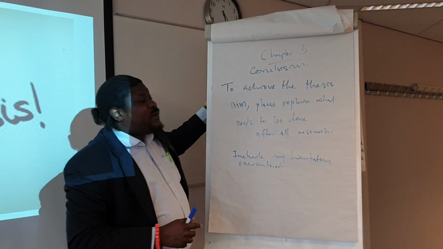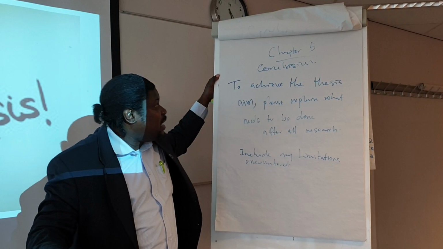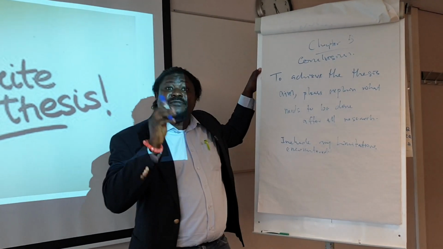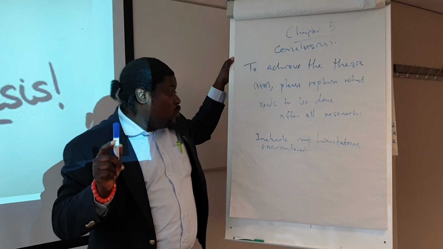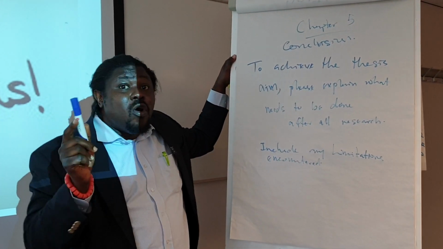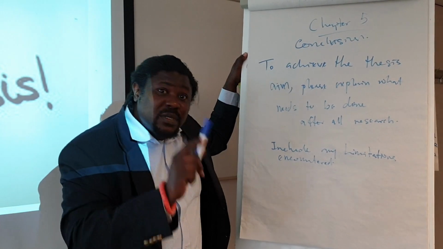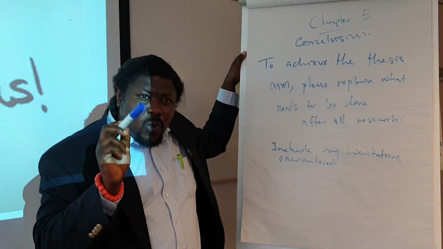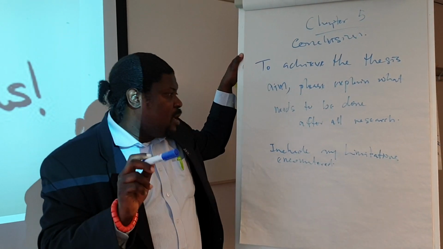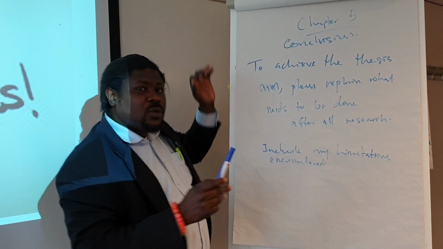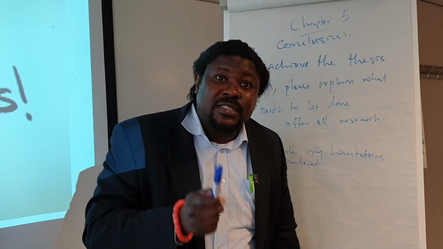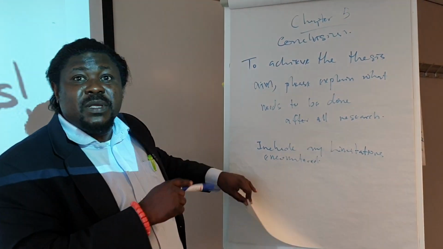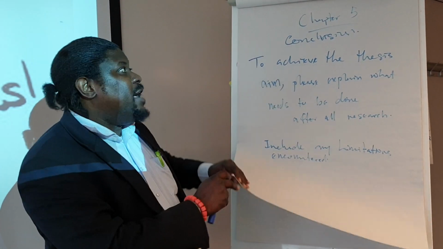We go to chapter 5, and this is the conclusion chapter. To achieve the thesis aim, please explain what needs to be done after all that research. And that's the conclusion. Tell the company, the research owner, what are your findings? What needs to be done? Okay. In the conclusion, also, if there have been any limitations in the process of this research, please be sure to include these limitations in your chapter 5.